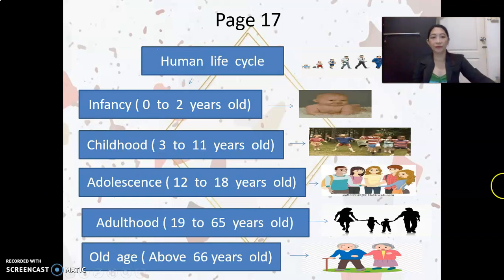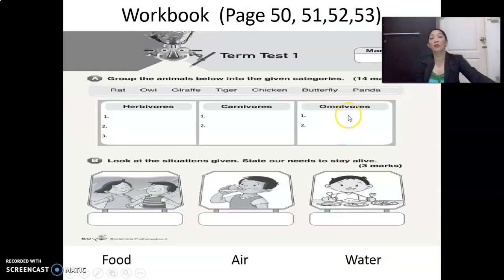Now we will answer the Term 1 test. Please open your page number 50. Workbook pages 50, 51, 52, 53.